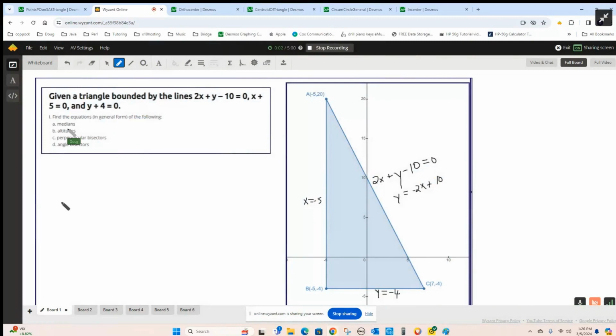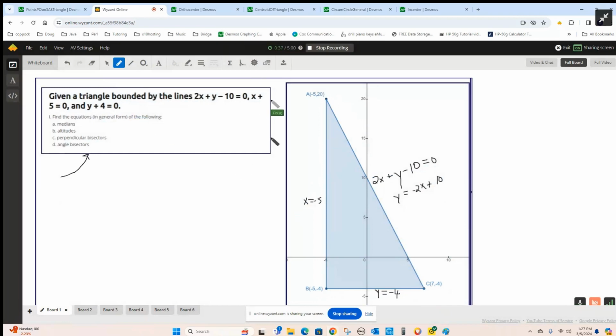This question was posted over a year ago, and I thought I came across it and would give it a shot. Here is the line x plus 5 equals 0, or x equals negative 5, and the line y equals negative 4, and then 2x plus y minus 10 equals 0, which you can also write this way. So it's a line with a y-intercept of 10, slope of negative 2. You can figure out the coordinates of all the vertices just by using the substitution method.